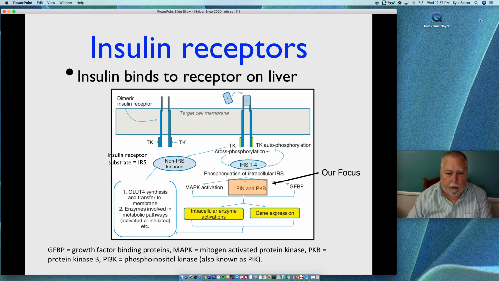This is just another kind of overview slide like the previous one I had. I kind of like the other one better. But this is just showing you there's multiple effects of insulin binding to its receptor: GLUT4 synthesis and transfer to the membrane, enzymes and metabolic pathways, and gene expression, enzyme activities.